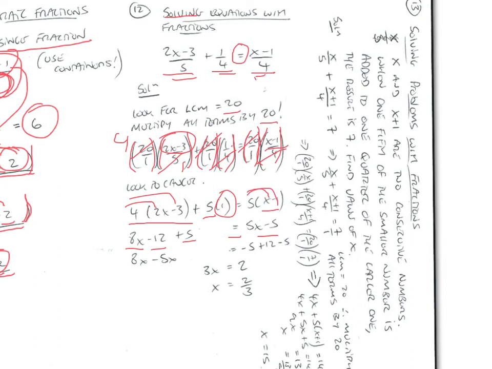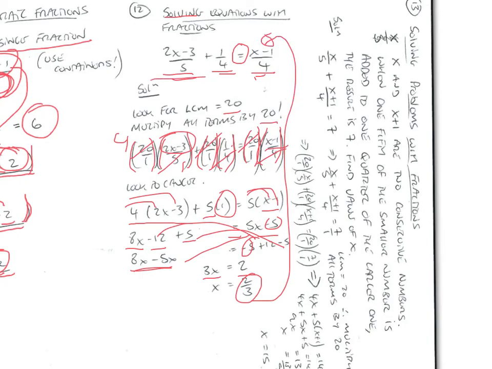So bring over your x's, so this 5x comes over here, becomes minus 5x. 8x minus 5x equals my minus 5 from here, plus the 12 minus 5. So 8x minus 5x is 3x, minus 5 plus 12 minus 5 is 2, x is equal to 2 over 3. And if you were to plug that back into here, that would all equate.